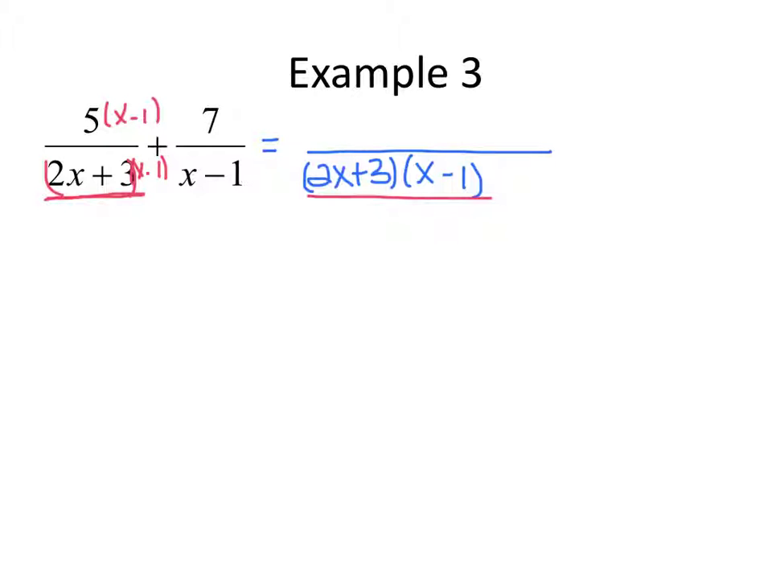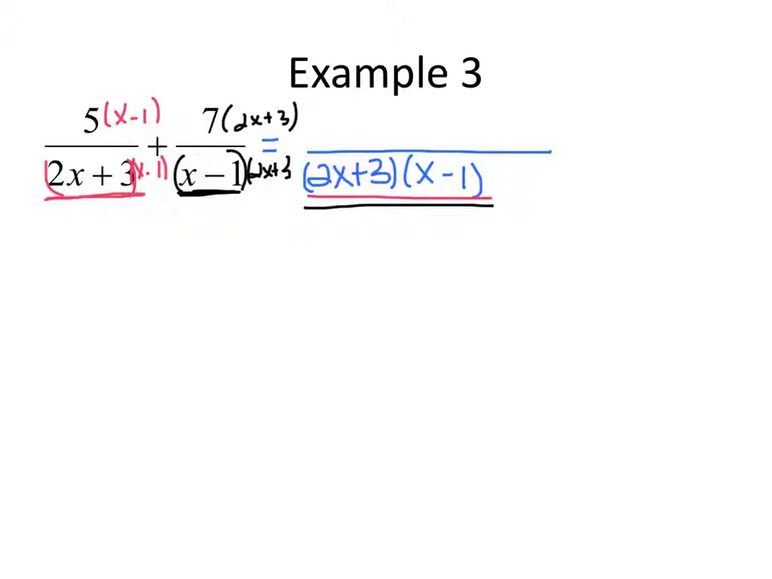Now if we look at the second fraction, it has x minus 1. We needed it to say 2x plus 3 and x minus 1. So what does the second fraction need? He needs to have a 2x plus 3. So now all three denominators match. The first one, the second one, and the new one.